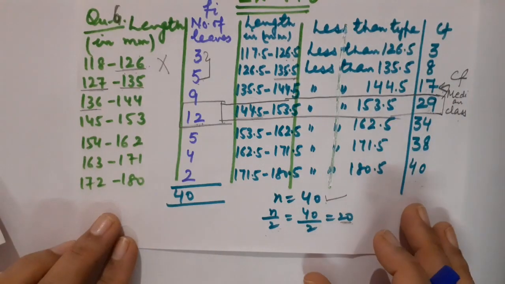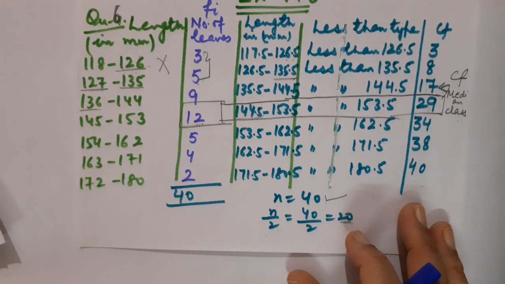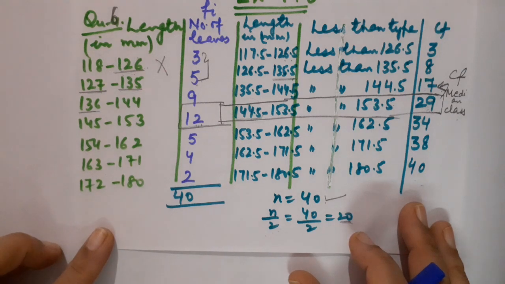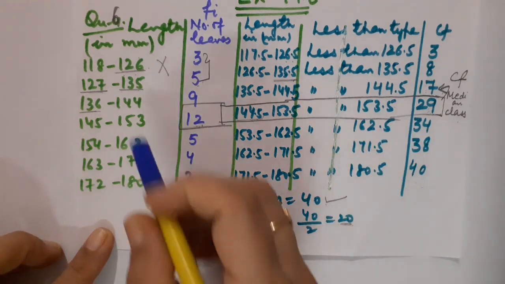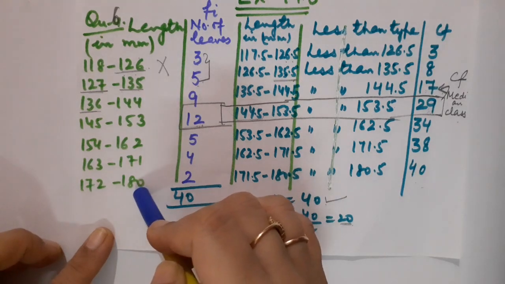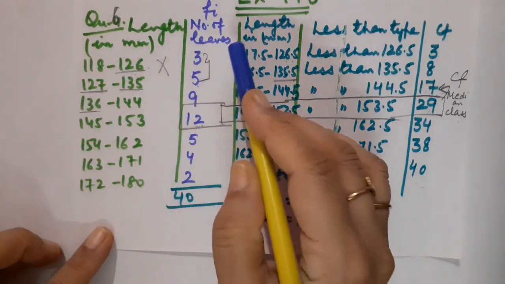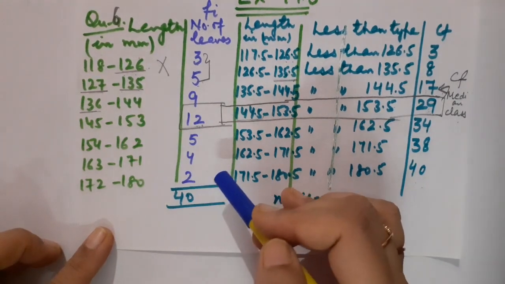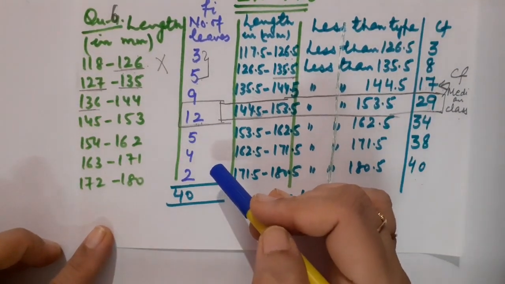Now children, I am going to discuss section D questions along with you. So this is question number 6. The lengths of 40 leaves of a plant are measured correct to the nearest millimeter, and the data obtained is represented in the following table. Here you can see that the lengths of the leaves are given in millimeters, and these are the number of leaves. Children, we are supposed to calculate the median length of the leaves.